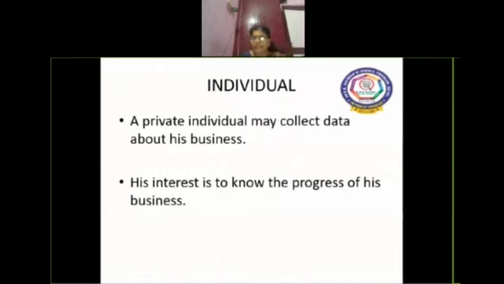by collecting the data. The main aim of the businessman is to know the progress of his business, whether his profit percentage is increasing or whether the quality of the product is good. Like that, the data collected by the businessman shows the progress of his business.